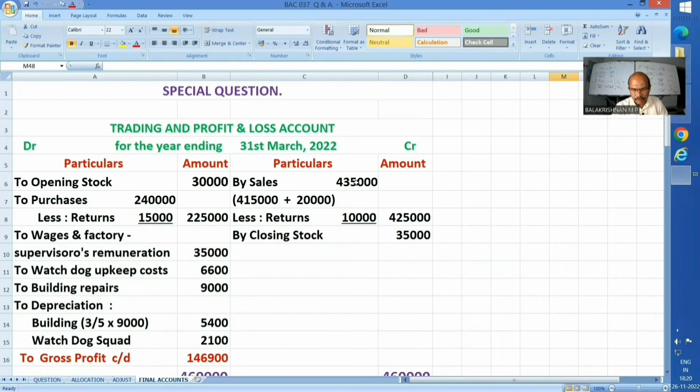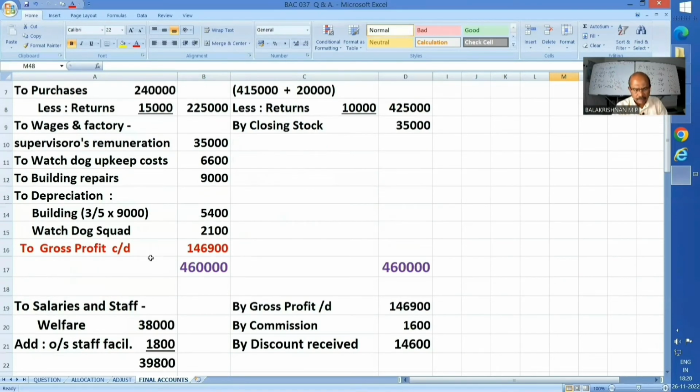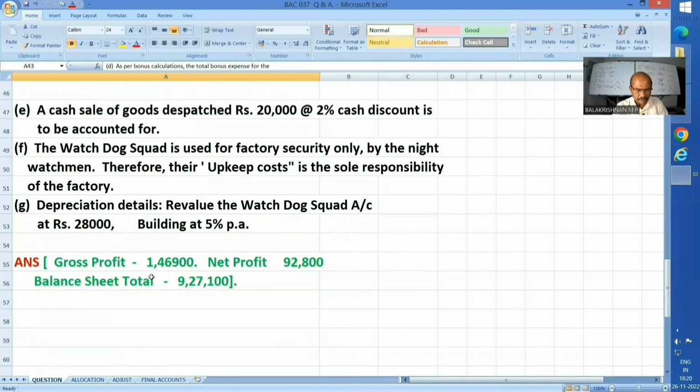Sales, 4,15,000 plus 20,000, 4,35,000, I already explained. Less returns. This is the outer column amount. And closing stock, that too has been explained. And if we balance the account, we will get a gross profit of 1,46,900. Let us check whether, yes, 1,46,900.